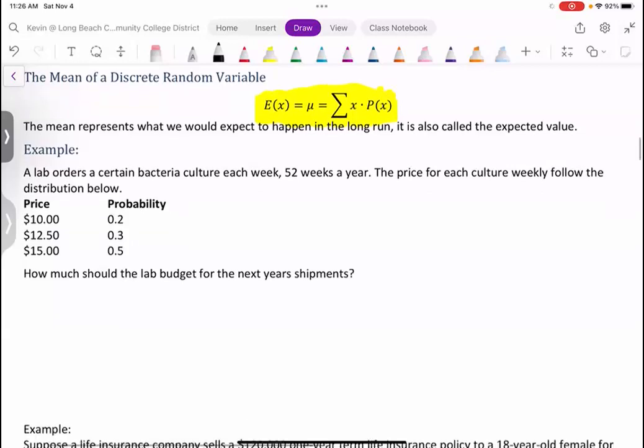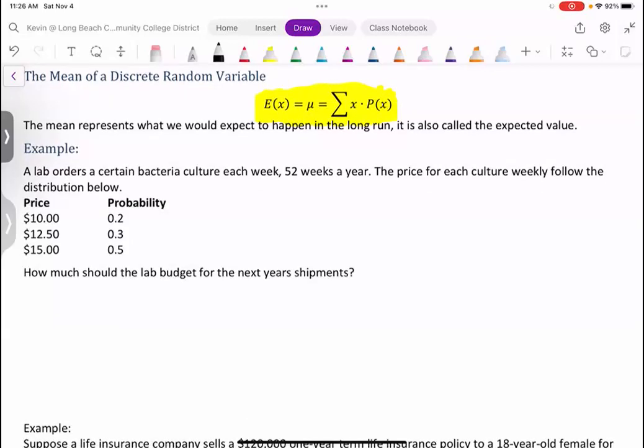So let's go through another example. A lab orders a certain bacteria culture each week, 52 weeks a year. The price for each culture weekly follows the distribution below. And I want to interpret this table here. This is saying that 20% of the weeks, it only costs $10. 30% of the weeks, it costs $12.50. And half the weeks, or 50% of the weeks, it costs $15. And we want to know, on average, what would we expect any given week to cost?